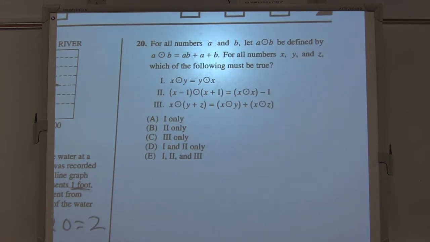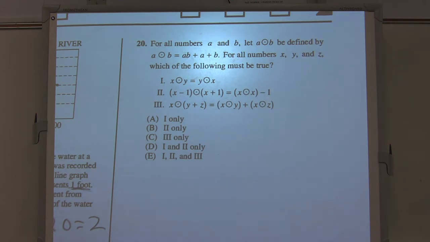Okay, here's number 20. For all numbers A and B, let A circle B, I guess, it's just some number, something they've made up, you guys. There's no such thing as this, so they just make it up, and you got to follow their rules. Let A circle B equal AB plus A plus B. For all numbers X, Y, and Z, which of the following must be true?